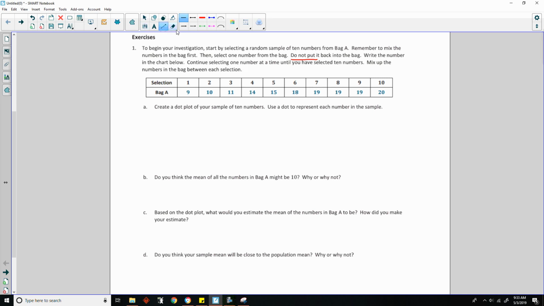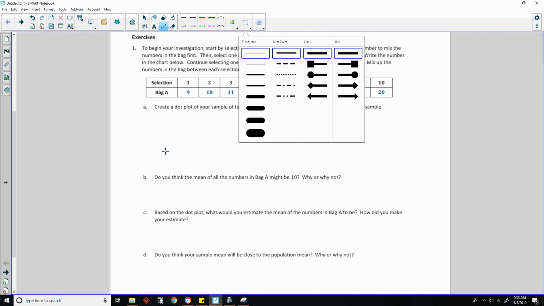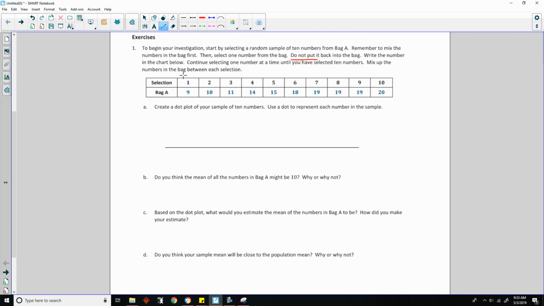Okay, so here we go with a dot plot. So the first thing I'm going to do is draw a nice straight line, like so. And use a ruler if you're going to do this. And then I'm going to start at a certain value. Since my lowest number is 9, I'll just start at 8 and go in even intervals. So 8, 10, 12, and my highest number is 20, 14, 16, 18, and 20, and that should be good right there.